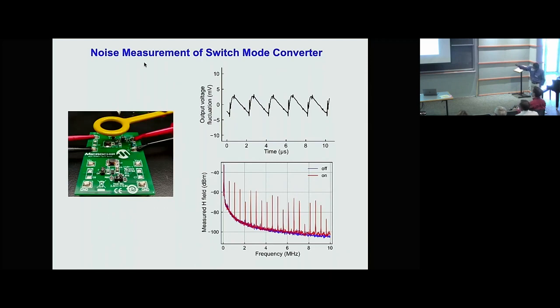Here is one characteristic measurement where we measure the field that passes through this collector. The blue curve here is when the circuit is not on, and in fact you just see a blue background, and that's basically the noise of the room. The red curve here is when the circuit is turned on. In this case, you see this periodic array of spikes in the frequency domain, and that basically corresponds to the multiple harmonics of the switching noise.